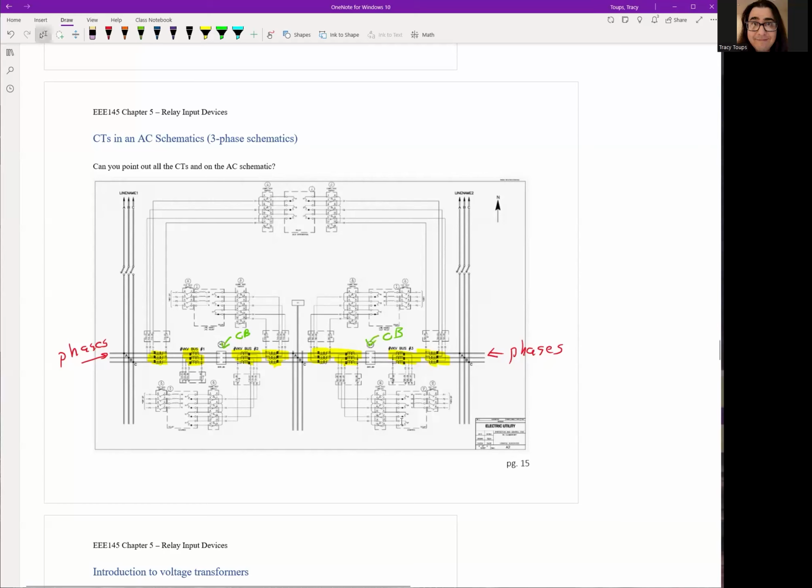So I just wanted to quickly show you a 3-line diagram. Where are the CTs? Right there. Okay, so we'll call it, that's all for today for CTs. We'll come back next time.